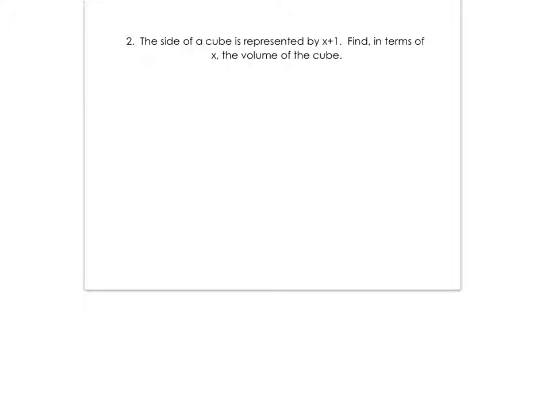Number 2, the side of a cube is represented by x plus 1. Find, in terms of x, the volume of the cube. So I'm going to first draw my cube. Here I go. I'm going to draw a cube, something like this, so I can get a visual going.